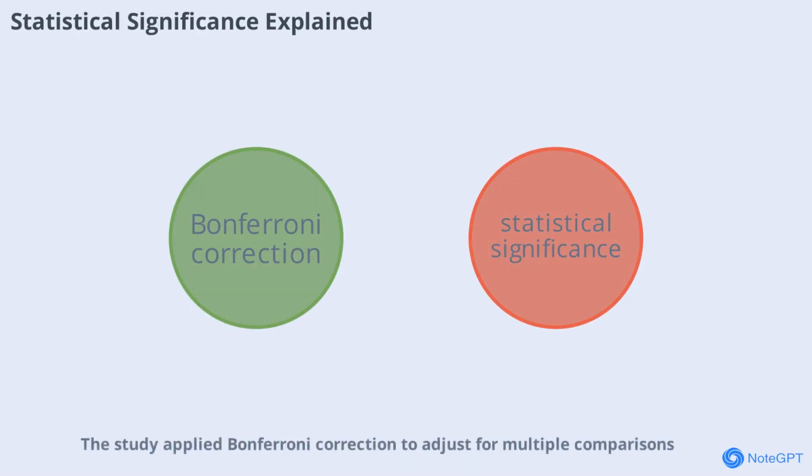The study applied Bonferroni correction to adjust for multiple comparisons, reducing the risk of false positive findings. While some associations appeared significant at first, they did not remain so after correction. This cautious approach strengthens the reliability of the study's conclusions.